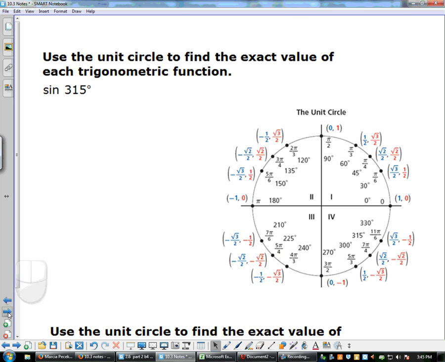Okay, let's try another one of these. Now, sine of 315 degrees. Okay, so again, when we talk about sine of theta, that's going to be y over r, and the radius in the unit circle is always 1. So really, I'm just looking for the y coordinate.